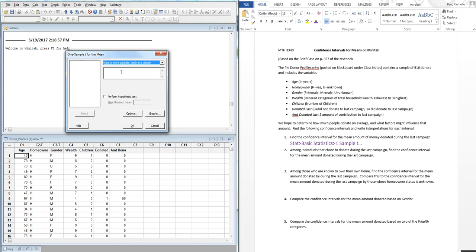Okay, so one or more samples in each column. That's true. My data is right down here. I'm going to be looking at amount donated. So I've got a bunch of zeros in here. I hope you noticed that. So I'm going to put amount donated in there.